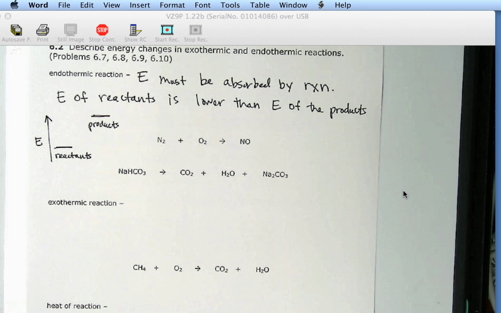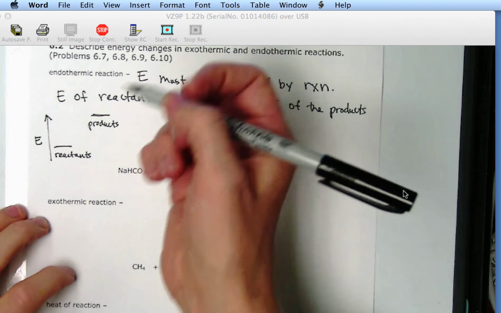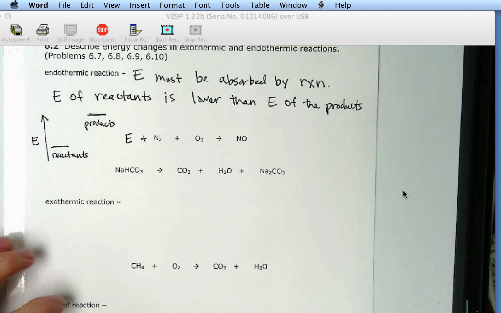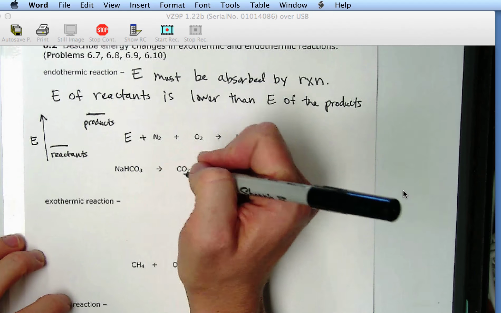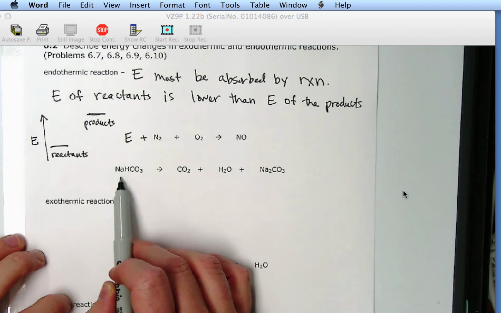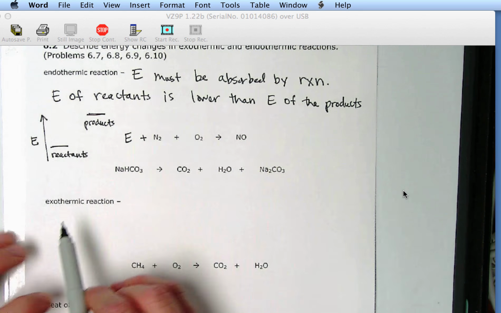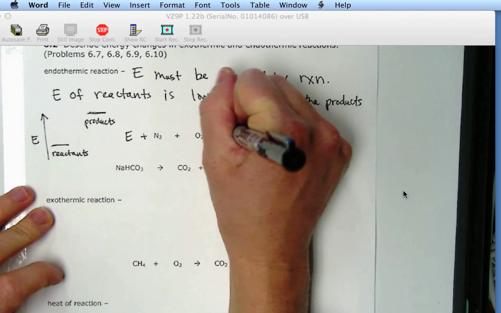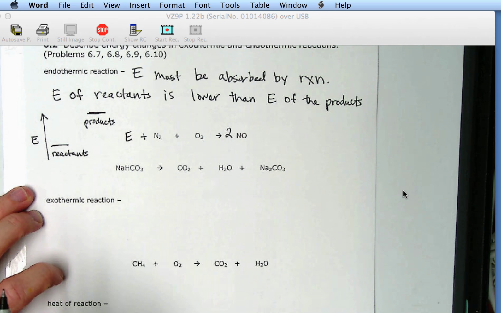So I have examples of endothermic reactions here. And the other thing that is required on the reactants is the energy. So we saw this sodium bicarbonate reaction. And now, on both of these reactions actually, are they balanced? No. How would you balance the first one? 2 on the right. How would you balance the second one? 2 in front of the sodium bicarbonate. Good.